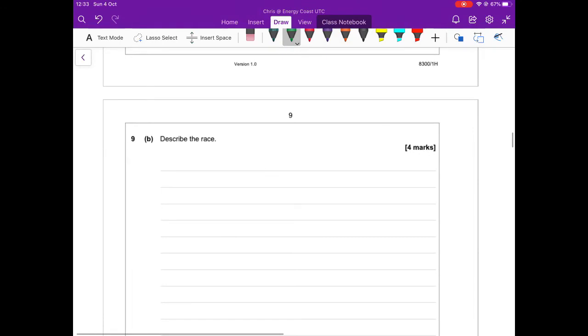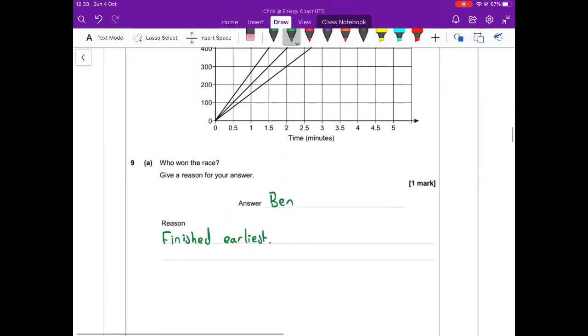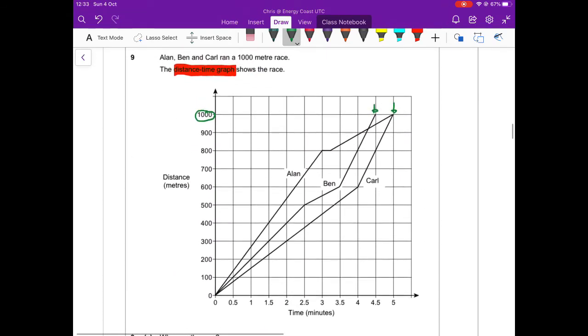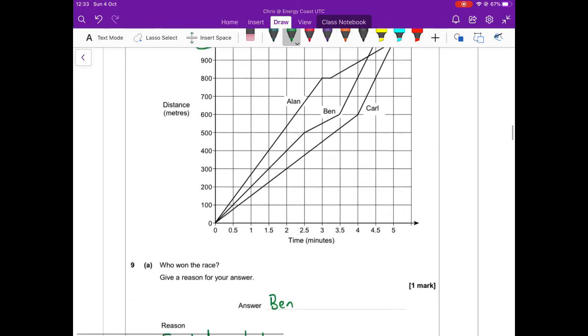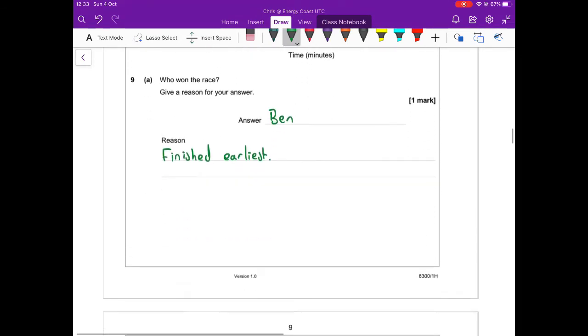Straightforward. Part B, describe the race. Again, 4 marks. If you got this question, you'd be laughing because all it wants from us is 4 things that happen in the race. The only weird thing in the mark scheme is that it needs you to mention at some point at least all of the races, okay? But I'm literally going to write 4 bullet points, okay?